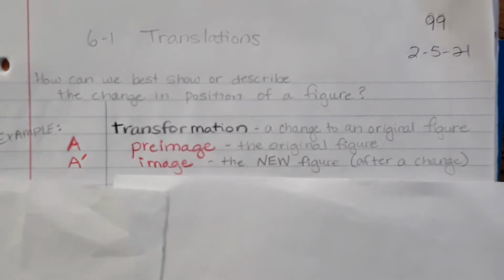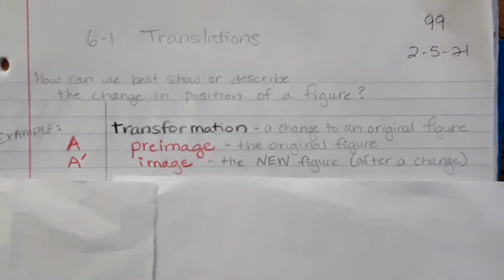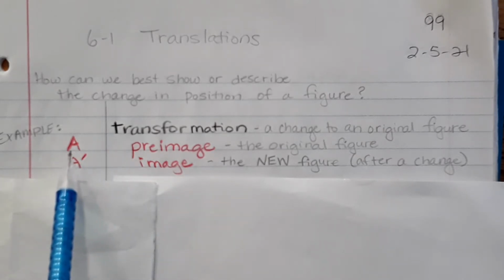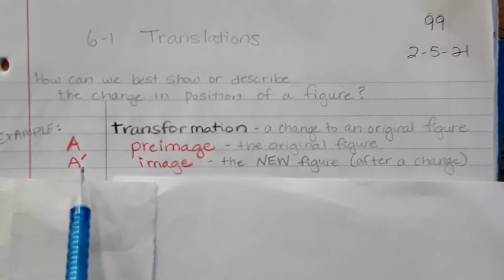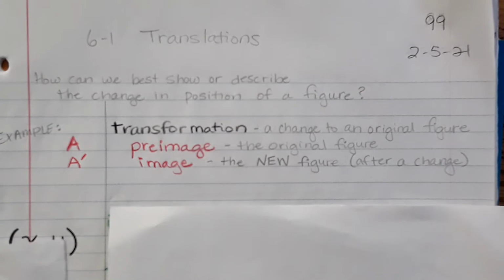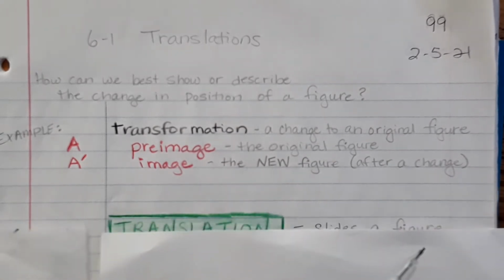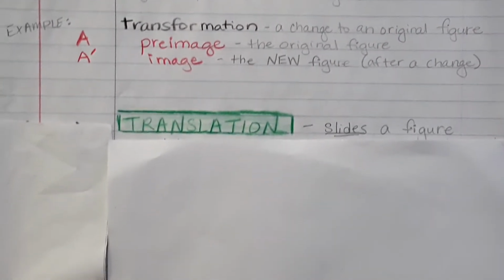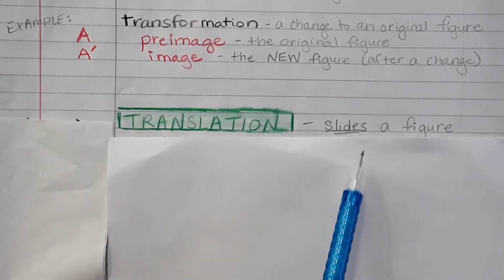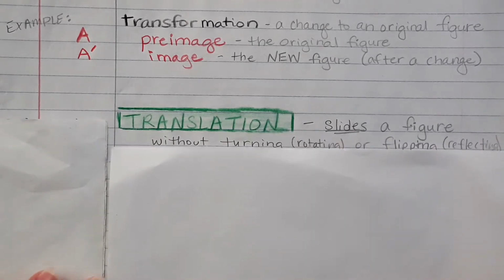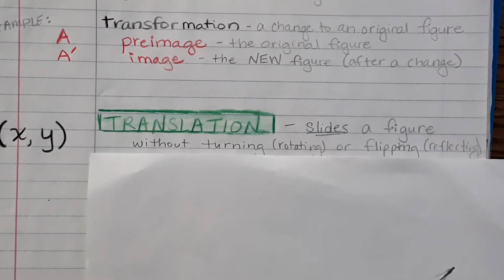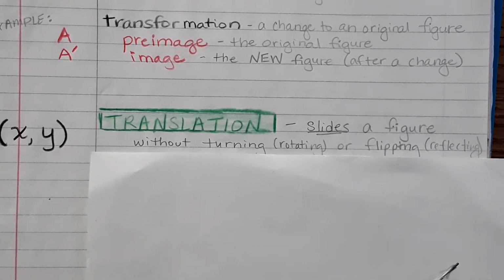The way that you can define that in a picture is that the vertex can be labeled with the letter, and the image is going to have that letter with the prime mark next to it. We'll look at some examples coming up. A translation, though, our focus for today, is that it slides a figure. It's not going to turn or rotate, and it's not going to flip or reflect.